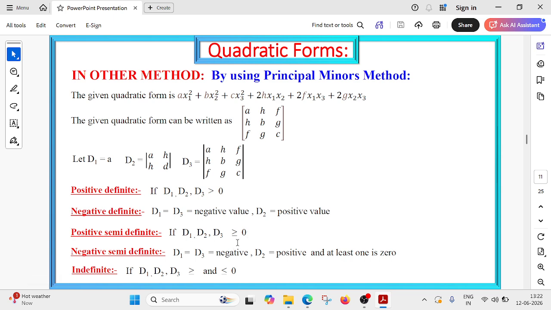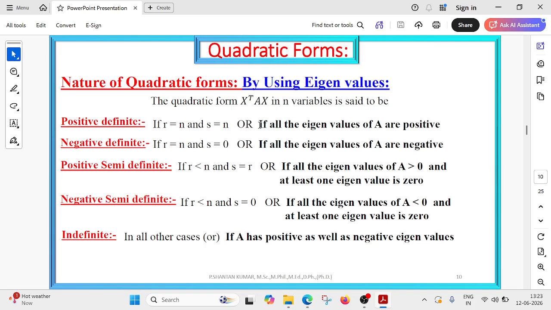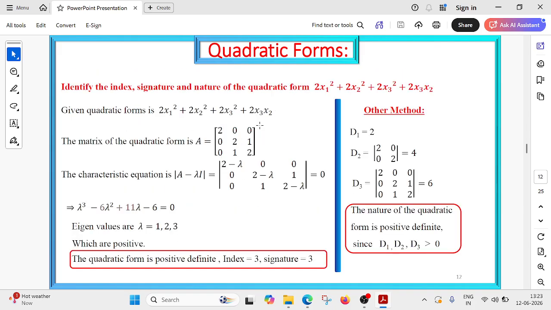Positive semi-definite: D1, D2, D3 are greater than or equal to 0, and maybe a number of zeros also will be there. Negative semi-definite: D1 and D3 are negative and D2 is positive, with at least one zero. Then we say it is negative semi-definite. Indefinite means some minors greater than 0 and some less than 0 will be there. So this is a little bit tougher than the eigenvalue method. That one is very easy.